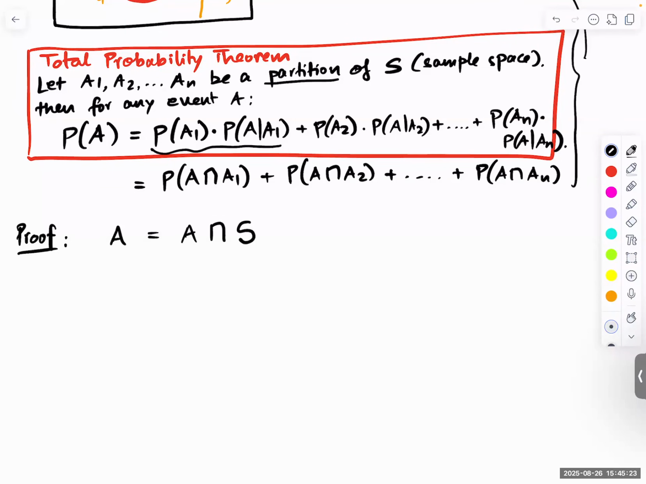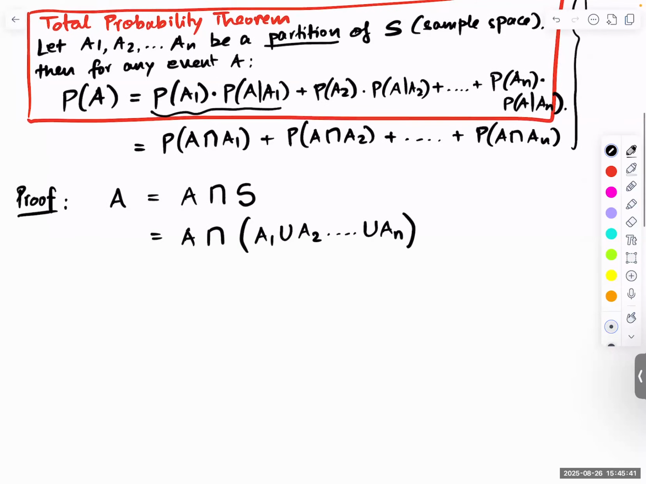Now, what is the partition? Remember, this is where we're going to bring the partition. S can be written as a union of A1 union A2 all the way till union A sub n, right? Why is this step true? This is since A1 till An is a partition of S. That's the definition of a partition. A partition of S is a bunch of sets which are mutually disjoint, and if I look at the union of A1 till An, they'd give me back S.